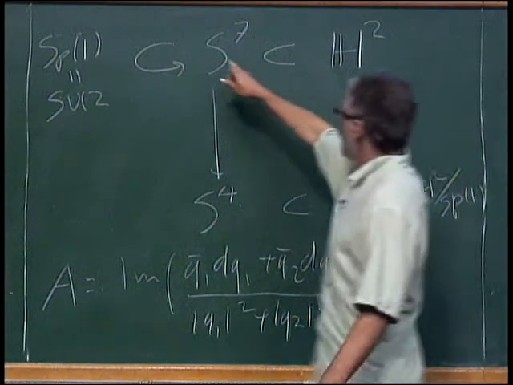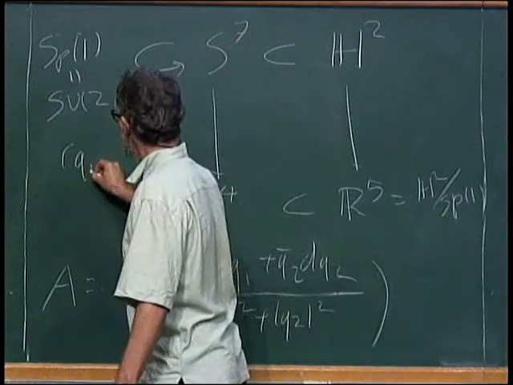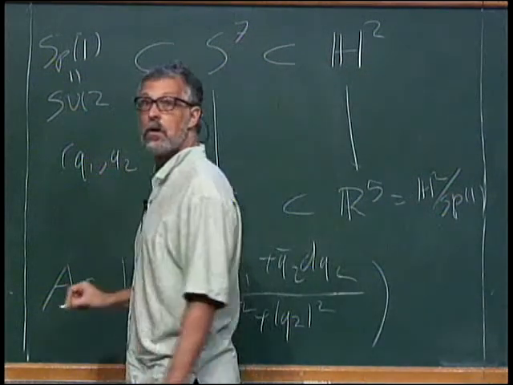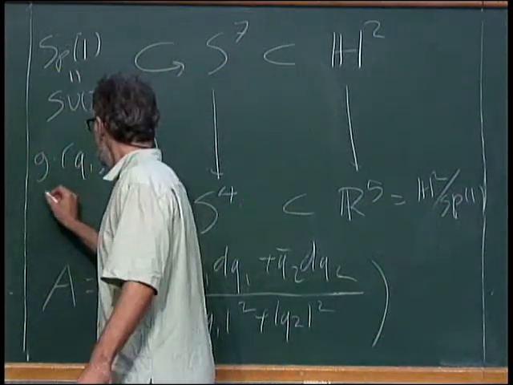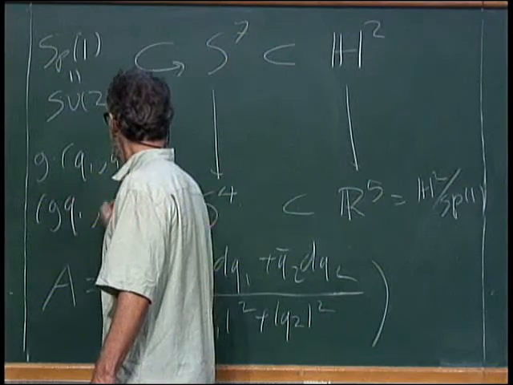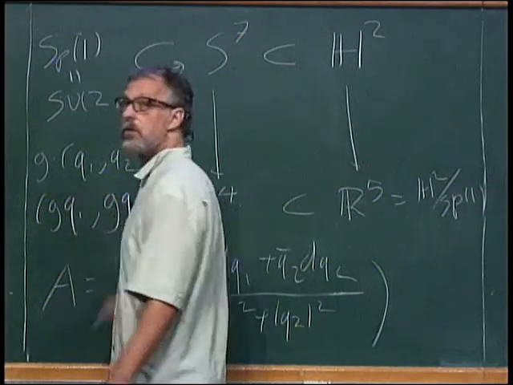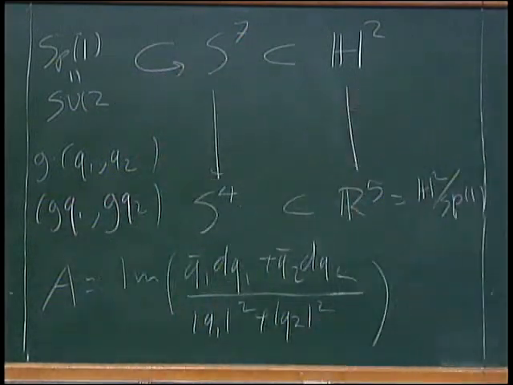Okay, so if I have two little quaternion guys, Q1, Q2, then I act on them by unit quaternion scalar multiplication. So that's the quotient procedure. Okay?